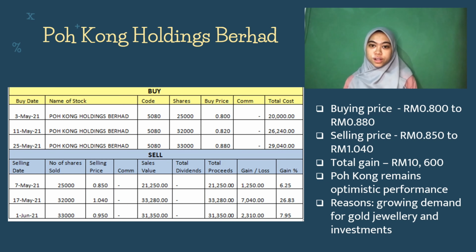For Pohkong Holding Berhad, the buying price is in the range of 0.80 to 0.88 and the range for selling price is 0.85 to 1.04. This investment gives our investors the second highest gain of 10,600. This stock remains optimistic in performance, attributed to the growing demand for gold jewelry and investment.